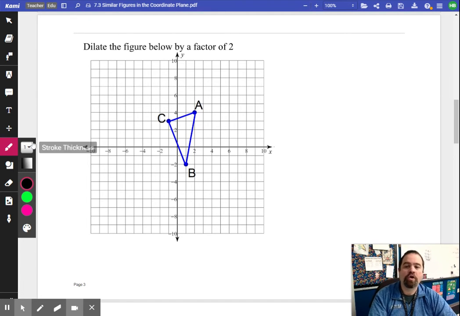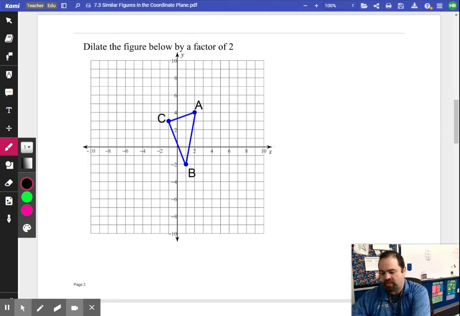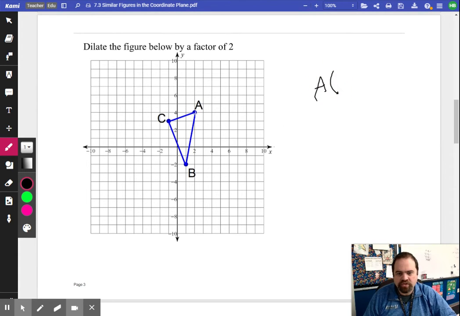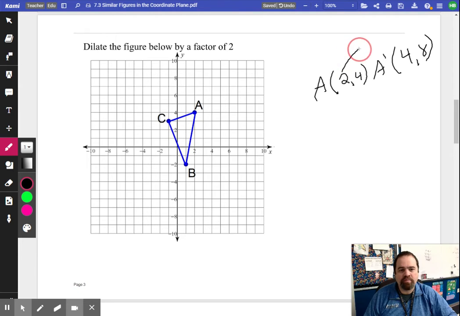So for your homework, here's how I would do this. Grab a scratch sheet of paper. I'm just going to work out to the side here. You're just going to jot down, A is at 2, 4. So when I double that, my new A is going to be at 4, 8. I literally took each number here and I multiplied it by 2 because that was my scale factor. 2, 4 becomes 4, 8.